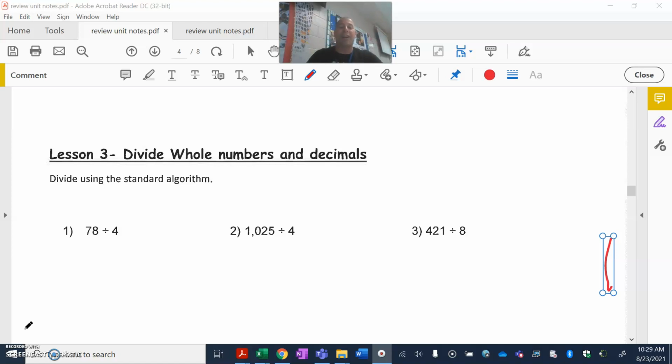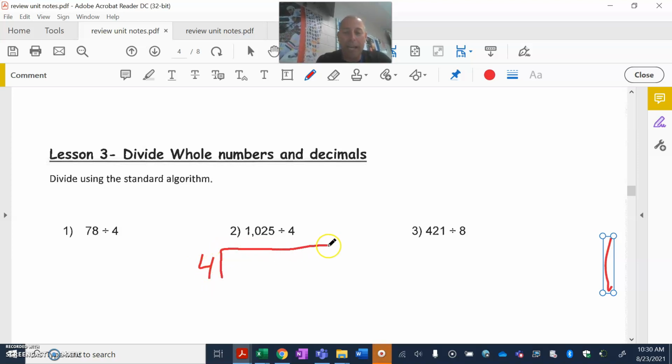So, hey, let's get started here. Let's show you the basics. Let's go into problem number 2. We are dividing here. So, when we use our algorithm, we take our 4, because that's what we're dividing by, and we're trying to get it out of the 1025. No forgiveness method. We want to stay away from that. We want to be efficient here.